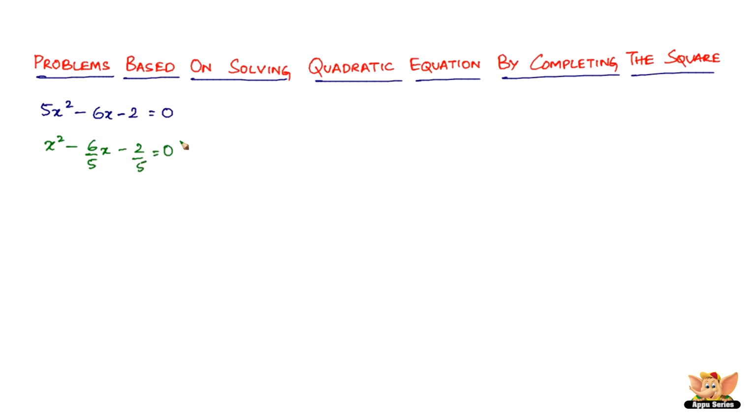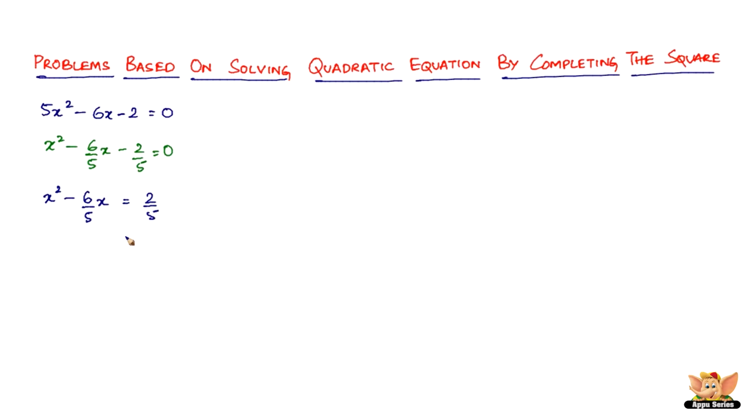Right? So the next step is, change the color for each and every step so that you understand what is the step that is going on. So one step is done. The second step is shifting the constant to the right hand side. So that becomes x squared minus 6 by 5x equals, the negative 2 by 5 goes to the right hand side. It becomes positive 2 by 5. Right? So we've got this.